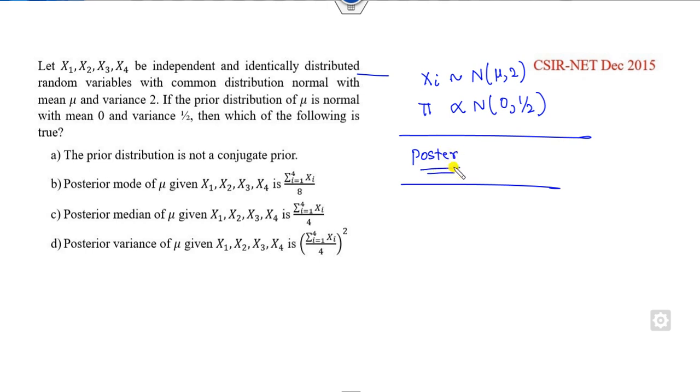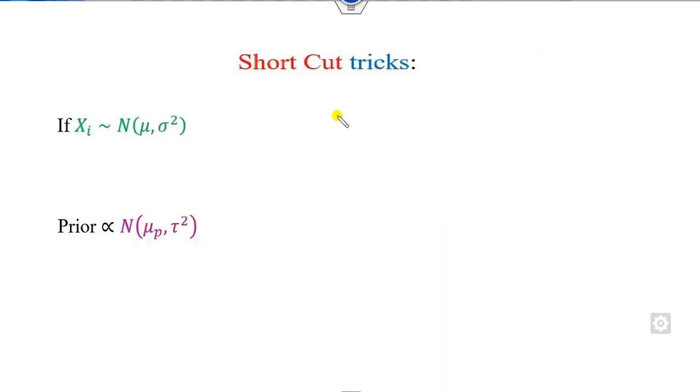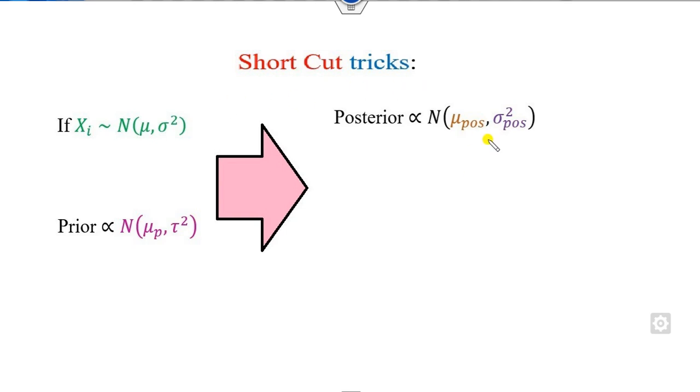Very simple. I can tell you the simplest shortcut way. Whenever the Xi's follow the normal distribution and the prior also follows the normal distribution, then the posterior also always follows the normal distribution. Then what will be the mean and the variance? Because it consists of the sample, you can find the sample mean. We all know the sample mean.